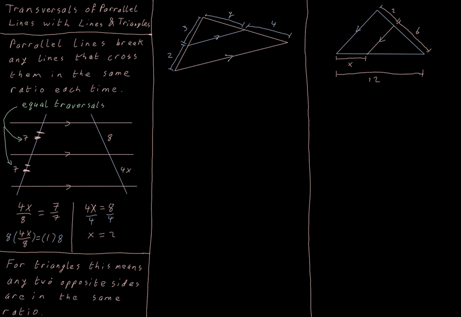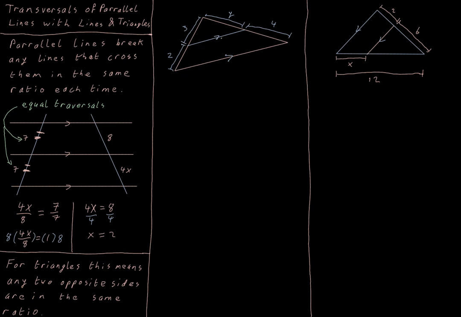So what does this look like for triangles? Very similar logic, but it can look a little bit different because we have the parallel lines sitting inside of triangles, or specifically a line through a triangle that's parallel to one of its sides. It does exactly the same thing, but it can look a little different. So for triangles, this means that any two opposite sides are in the same ratio. And that is actually quite broad.